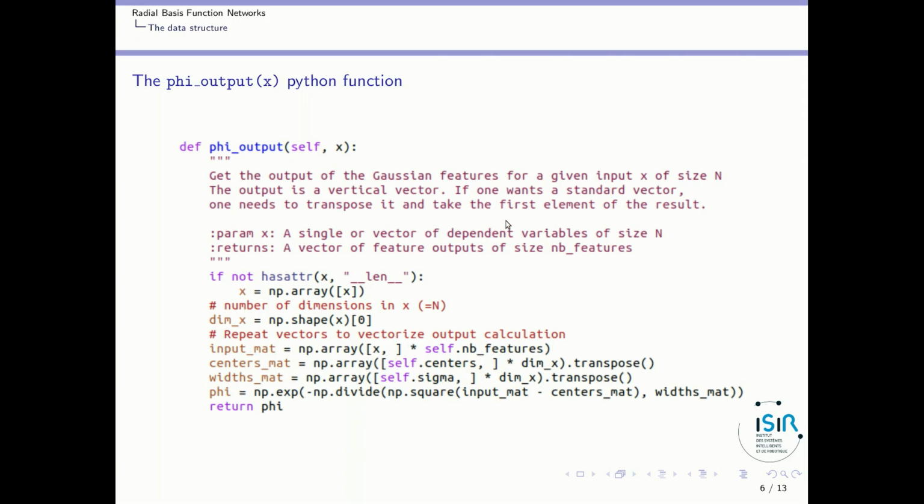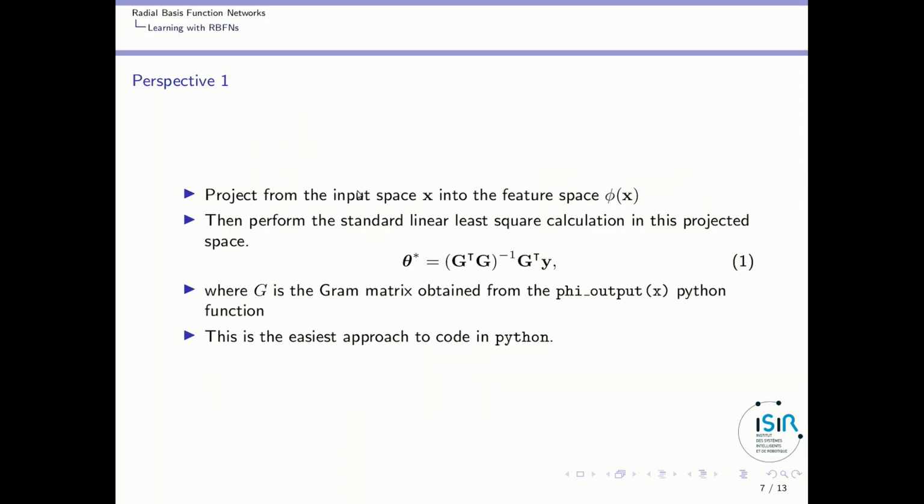That's because I will be transposing many times, and there is a feature of Python which is not very nice, which is that if you transpose a horizontal vector in Python, nothing happens. So it's easier to take a vertical vector and to transpose it rather than to use a horizontal vector. So you will have to use a transpose each time you want a horizontal vector, because the output of phi output is vertical.